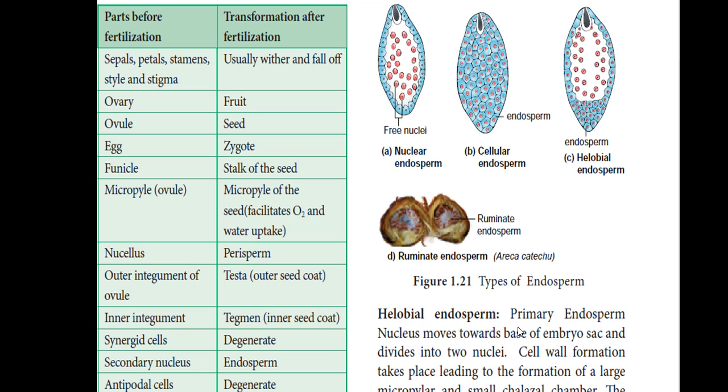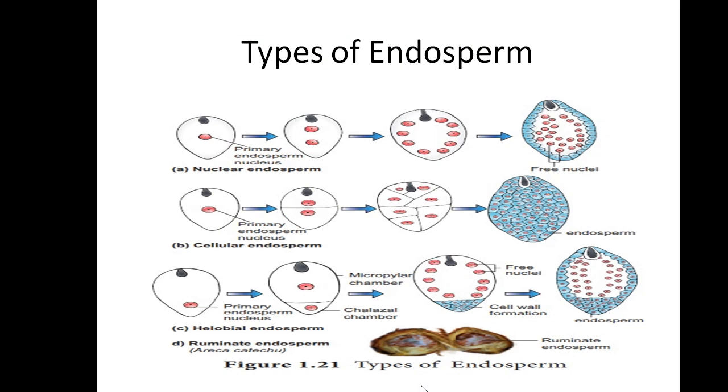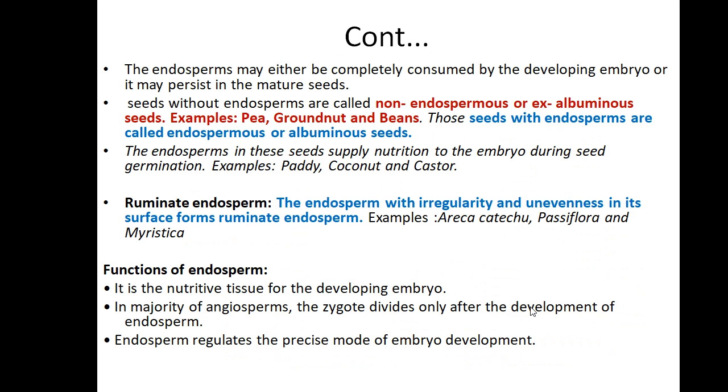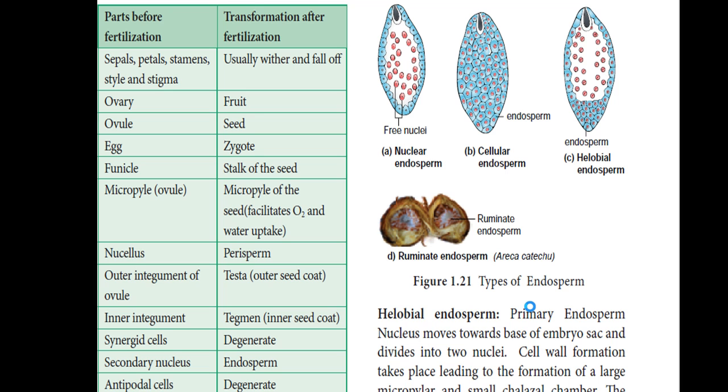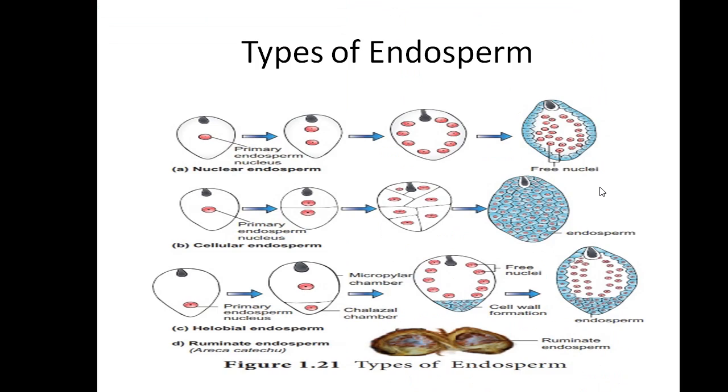If you look at the helobial endosperm, the primary endosperm nucleus moves towards the base, away from the micropylar end, to the chalazal end. So this is the micropylar end and this is the chalazal end. The cell wall formation takes place only at the chalazal end. This is about your helobial endosperm. So in the chalazal end only the cell wall formation takes place in the helobial endosperm.